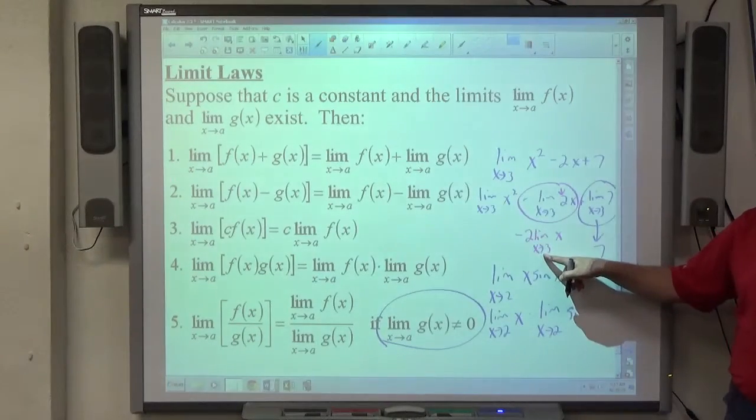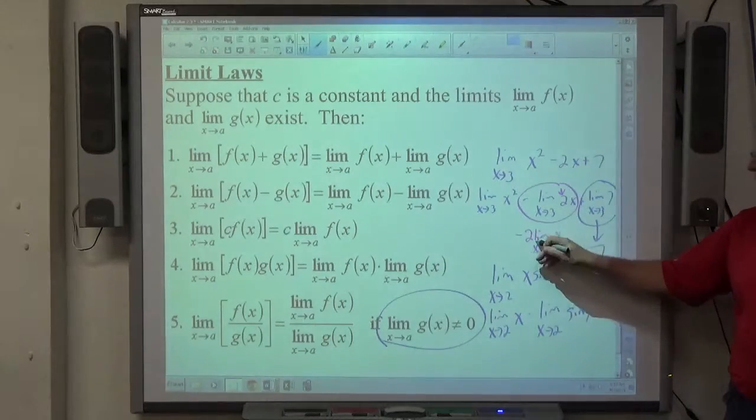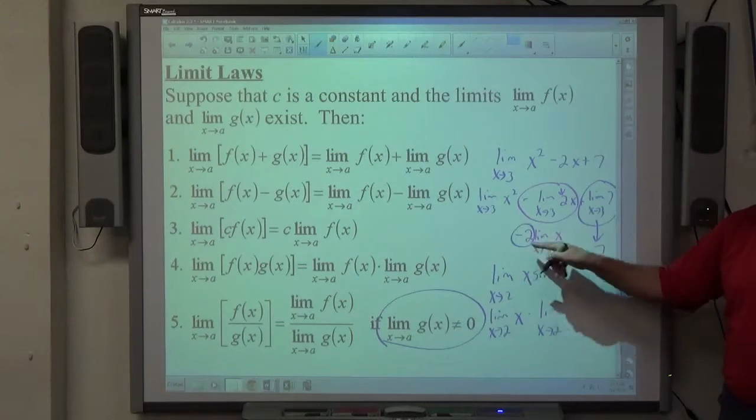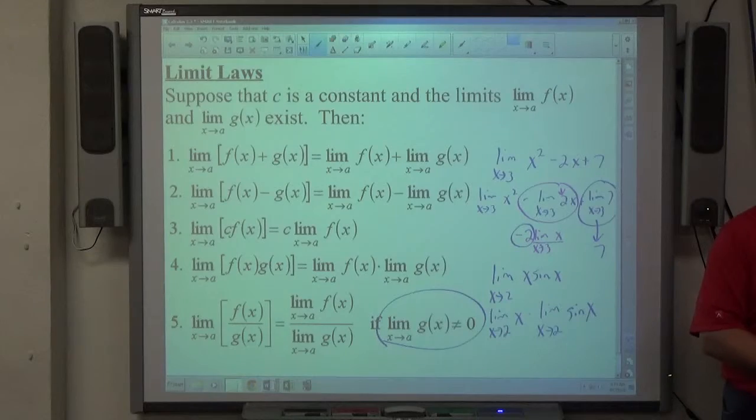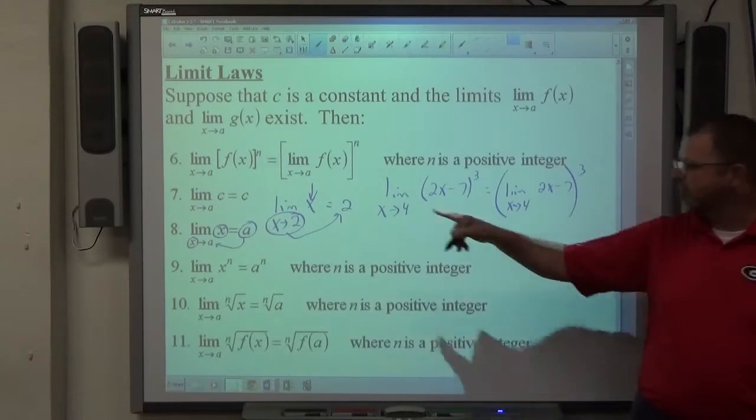Go back here. What's x approaching? 3. So what does that equal? Equals 3. That equals 3, and that's being multiplied by negative 2, so altogether the answer is negative 6 off of that term. All right, so that's all that limit law is telling us.